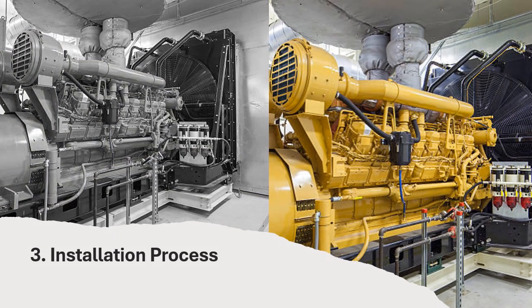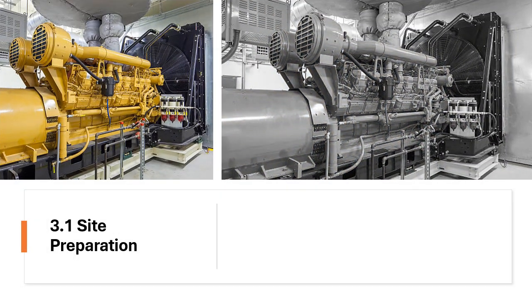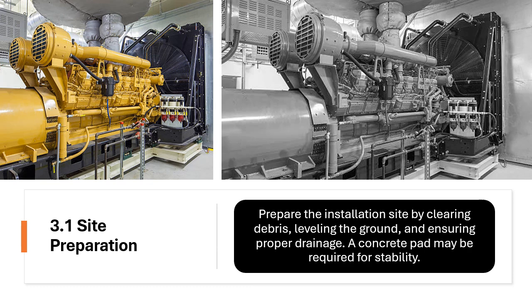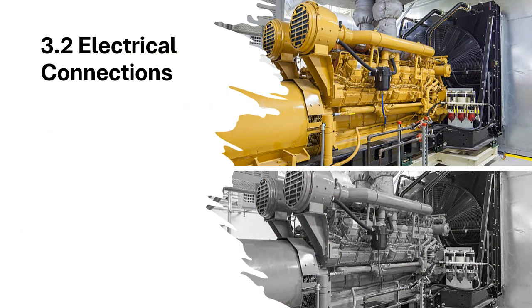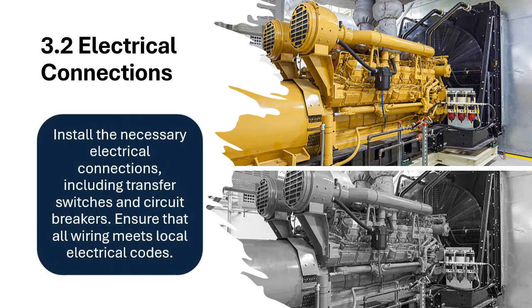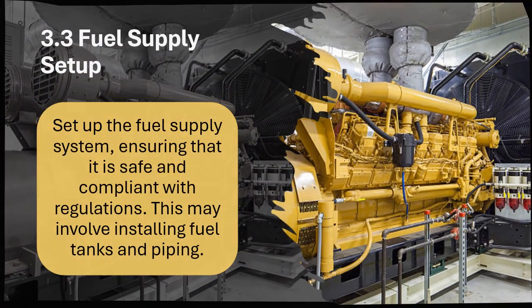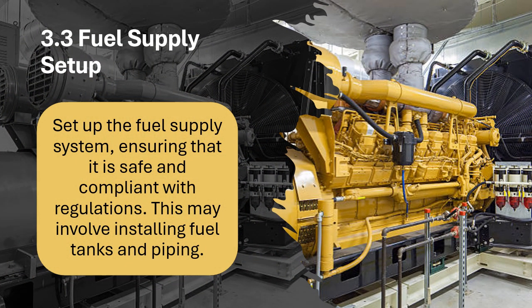3. Installation process. 3.1 Site preparation. Prepare the installation site by clearing debris, leveling the ground, and ensuring proper drainage. A concrete pad may be required for stability. 3.2 Electrical connections. Install the necessary electrical connections, including transfer switches and circuit breakers. Ensure that all wiring meets local electrical codes. 3.3 Fuel supply setup. Set up the fuel supply system, ensuring that it is safe and compliant with regulations. This may involve installing fuel tanks and piping.